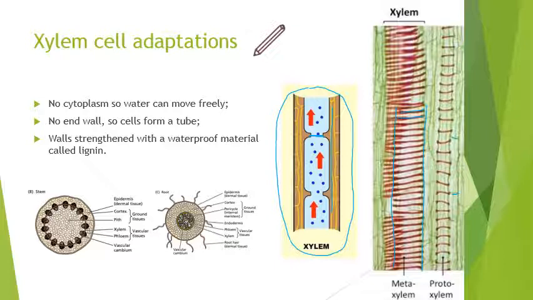Okay, and then we had talked quite a lot already about where the xylem runs. This is just to remind you that when we're in the root, the xylem will be in the middle in this X shape, and when we're in the stem, the vascular bundles are on the outside of the stem, and the xylem will always be on the inside of these vascular bundles.